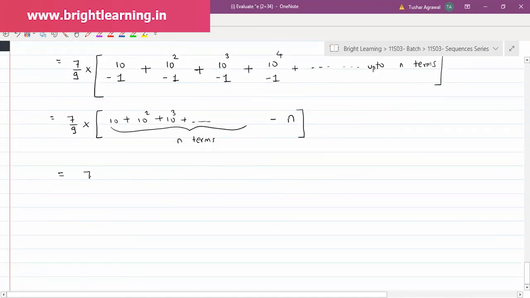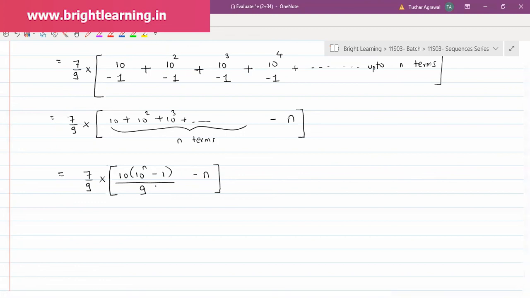Yes, sir. So now this is a geometric progression. In the first geometric progression, you know the formula: a times (r to the power n minus 1) upon (r minus 1). Here a is 10, so it is 10 times (10 to the power n minus 1) upon (r minus 1), and r is again 10, so 10 minus 1 is 9. So that's the answer. Okay, sir.